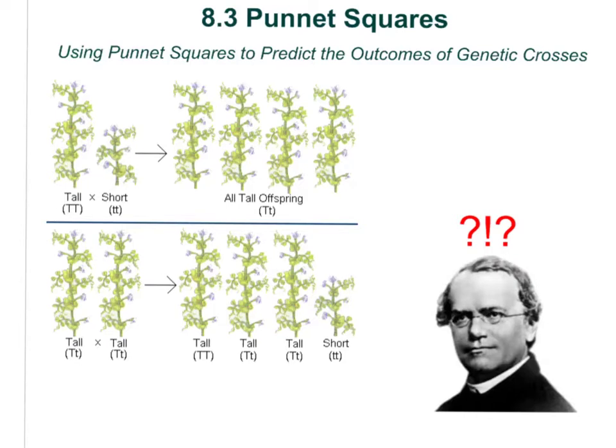When we mate two different organisms, what are we getting for our outcome? How do we know? Here's this question rolling around in Mendel's mind. How are we going to predict that? Well, let's look at how to make Punnett squares.